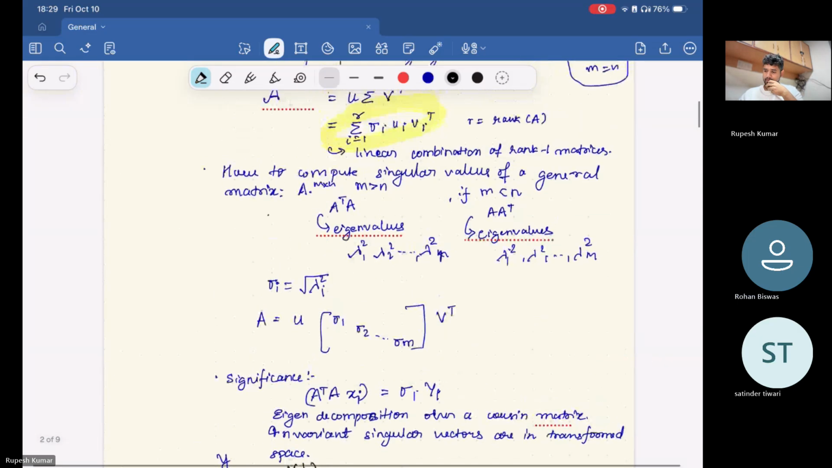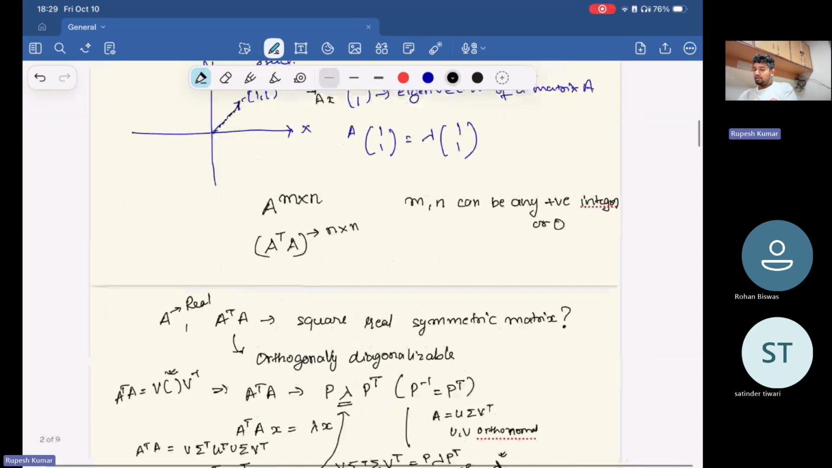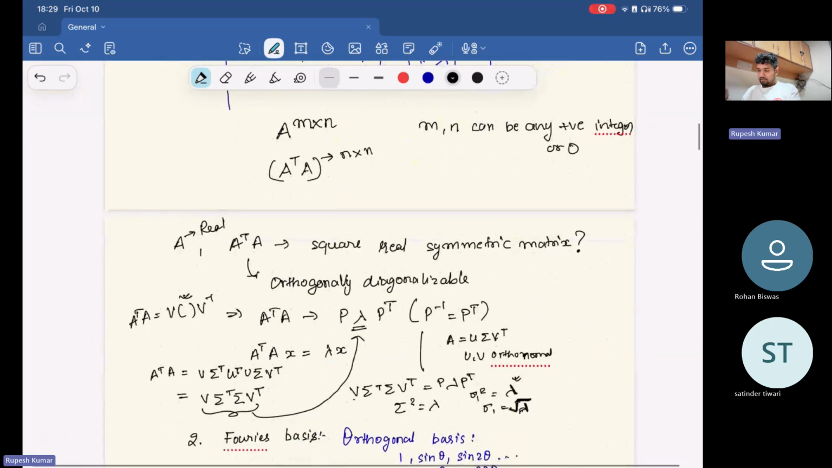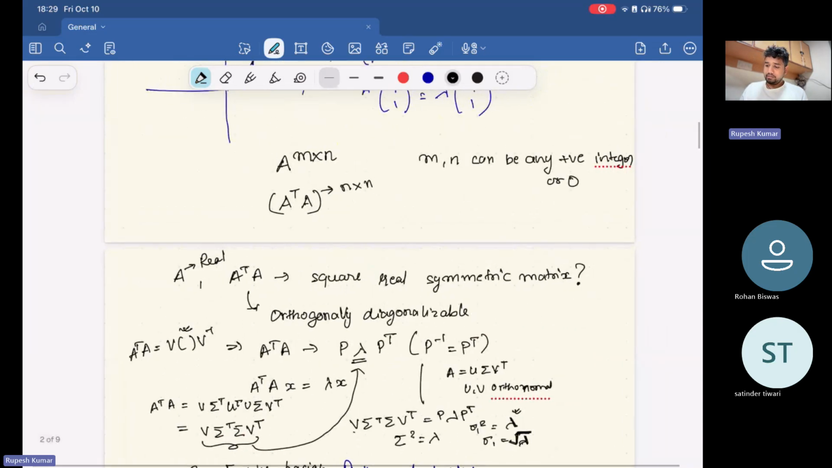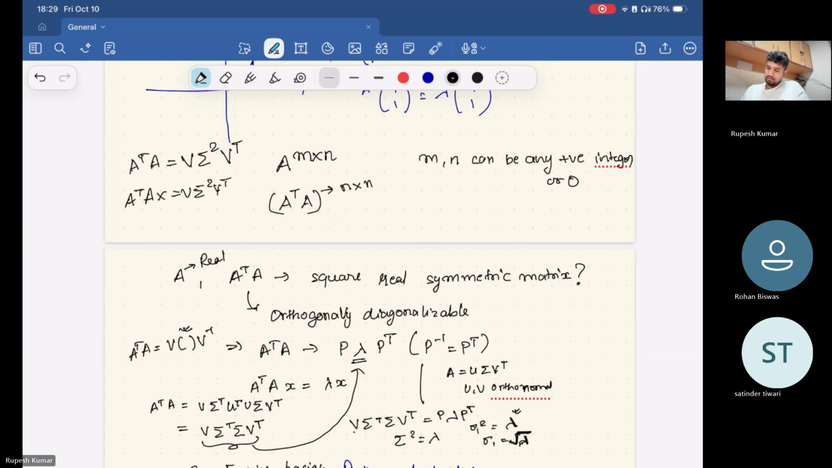Yes, sir. Right? Now again, you don't need to do anything extra. Just think of what it means. It means that you can write this matrix A transpose A as V, some eigenvalue matrix, and then V transpose. Now, what is it doing to a vector? A transpose A X. What is it doing to a vector X? So, V transpose.